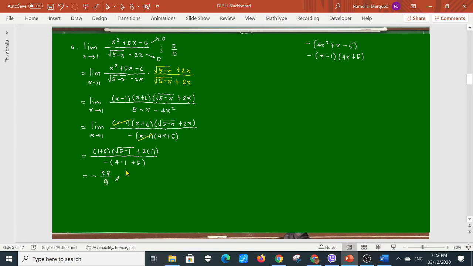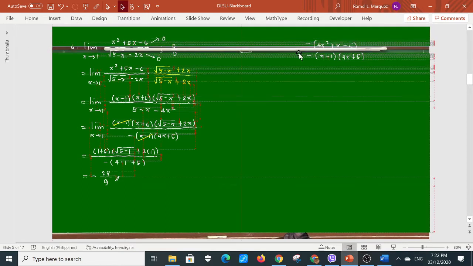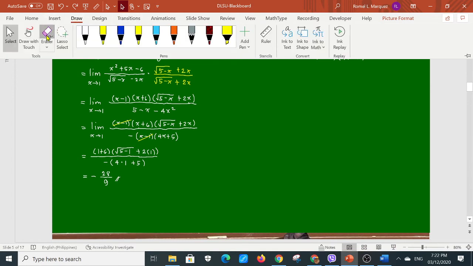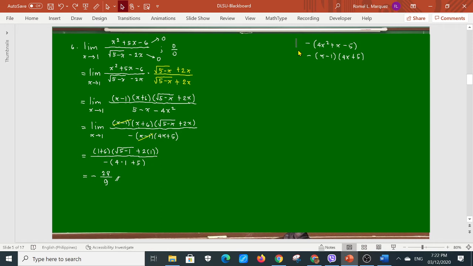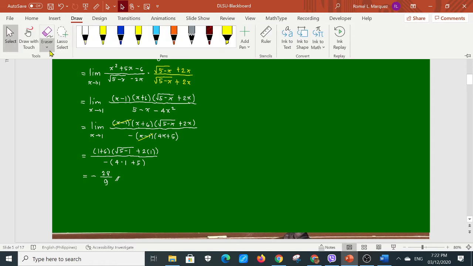Can we still simplify that? Not anymore. Okay, guys? So that's how we evaluate. Let's have some more about radicals. That is one type of limit that students normally get wrong. No? Okay? So let's now have another.